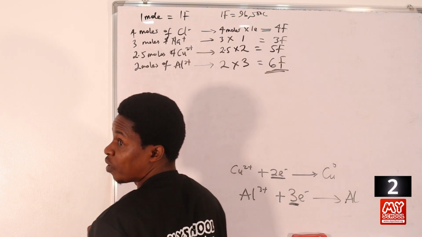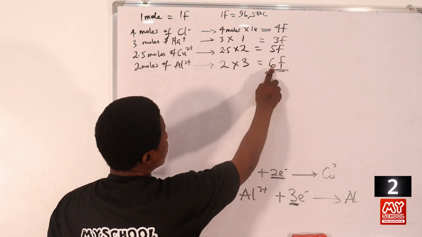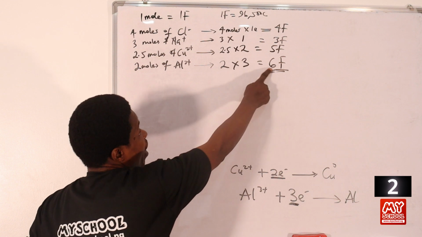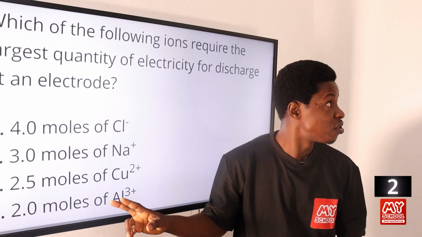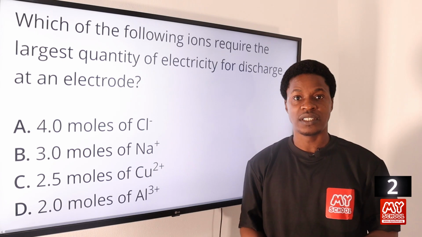As the question says, which one has the largest quantity of electricity to discharge? Of course, this is 6, 5, 3, 4. So it is 6 Faraday. 2 moles of aluminium has the largest quantity of electricity. Let's move on to the screen. That's 6 Faraday, 2 moles of aluminium, which is D. So the correct answer is option D.